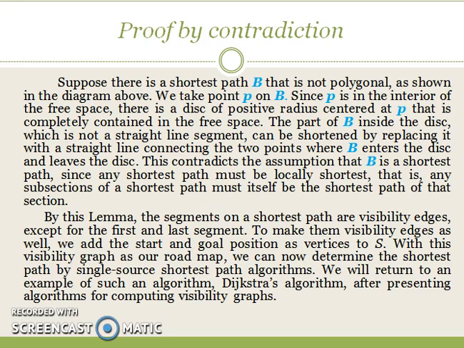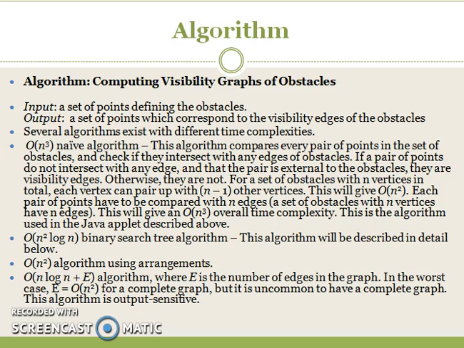By this lemma, the segments on a shortest path have visibility edges except for the first and last segment. To make them visibility edges as well, we add the start and goal positions as vertices to S. With this visibility graph as our roadmap, we can now determine the shortest path by a single source shortest path algorithm. We will return to an example of such an algorithm, which is known as Dijkstra's algorithm, after presenting the algorithm for computing visibility graphs. So this is the algorithm for computing the visibility graph of obstacles.